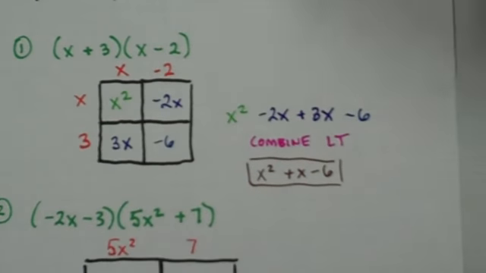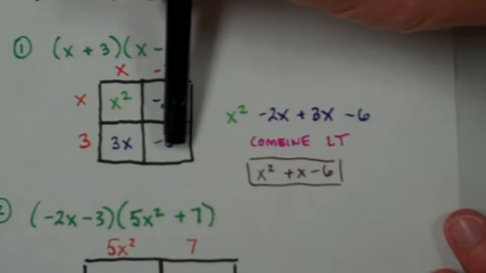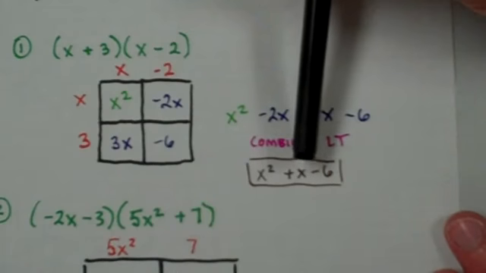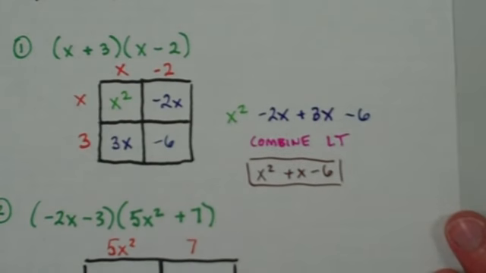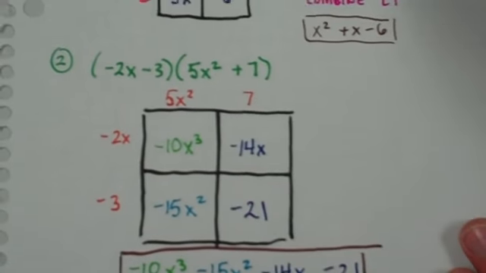So notice when I write it all out, long ways, I have x squared minus 2x plus 3x minus 6. So I combine the like terms, and I finally end up with x squared plus x minus 6. And that's my answer. Okay, where this really helps is for binomials that are crazy long.